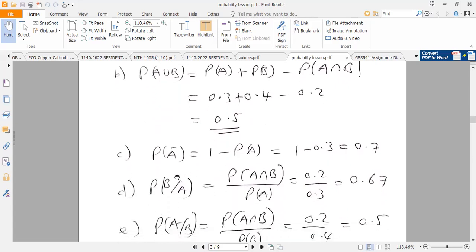The opposite, B given A: you put the A down now instead of the B, then you intersect A intersection B. Since we found our A intersection B as 0.2 and our A was given as 0.3, we divide 0.2 over 0.3, we get 0.67.